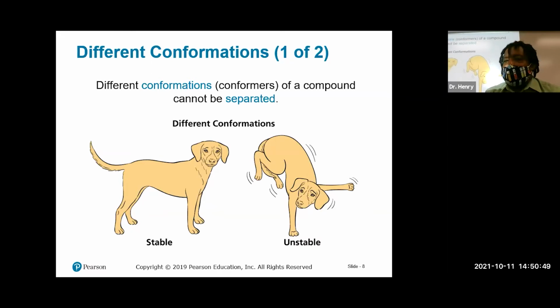Okay, so here, different conformations or conformers of a compound can't be separated, right? So we have two conformations. These two are different conformations. One of them is stable and one of them is unstable, right?